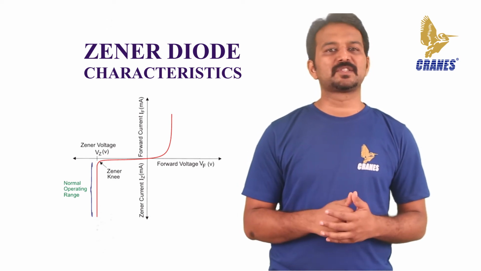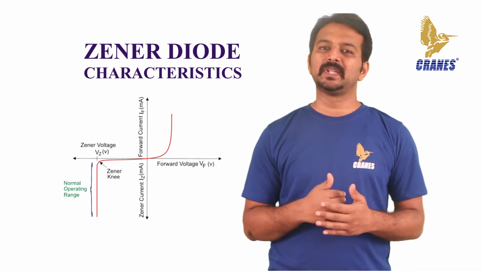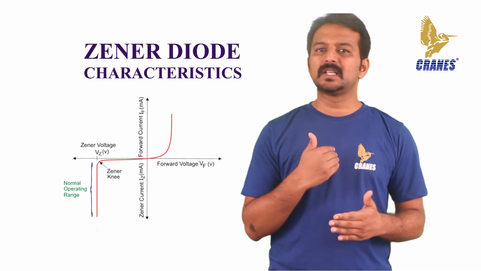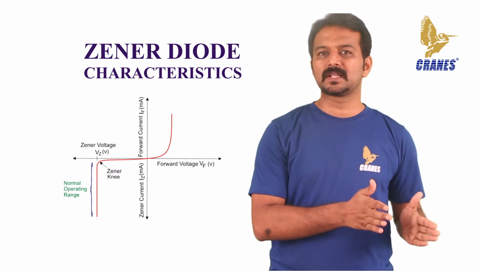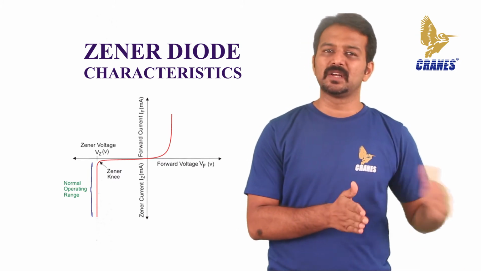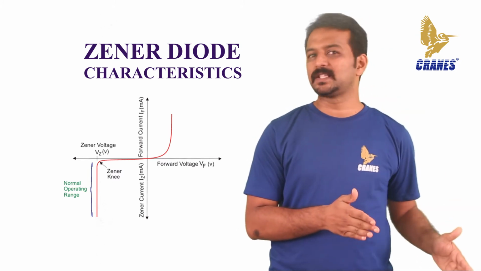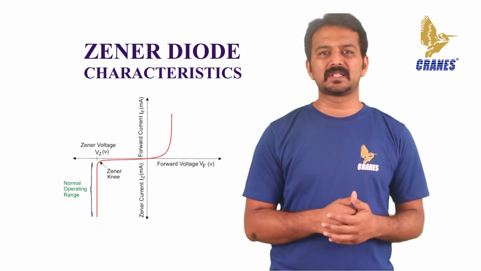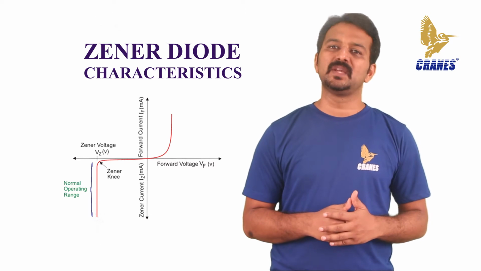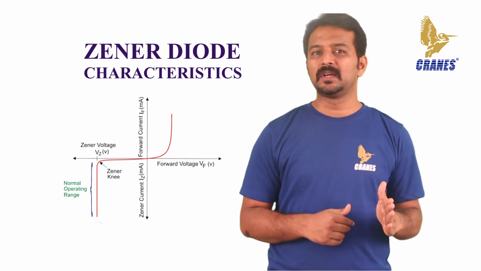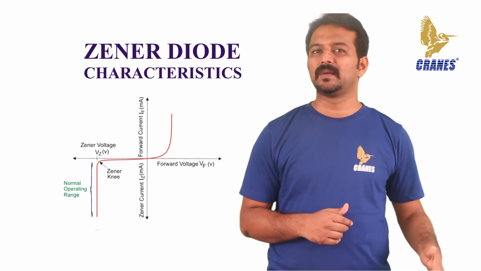The VI characteristics of a Zener diode: when the diode is connected in forward bias, it acts as a normal diode, but when it is connected in reverse bias and the voltage is greater than the Zener breakdown, a sharp breakdown takes place. In the VI characteristics, Vz is the Zener voltage. It is also known as the knee voltage because at this point the current increases very rapidly.